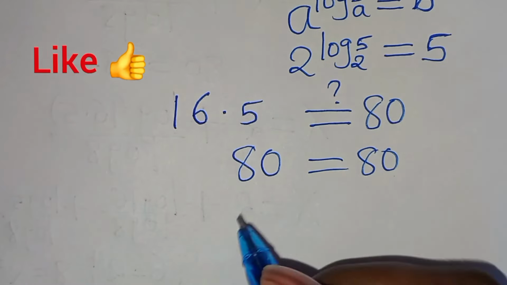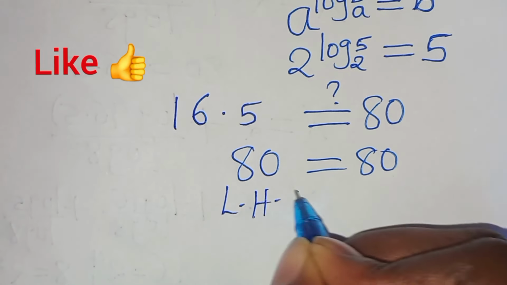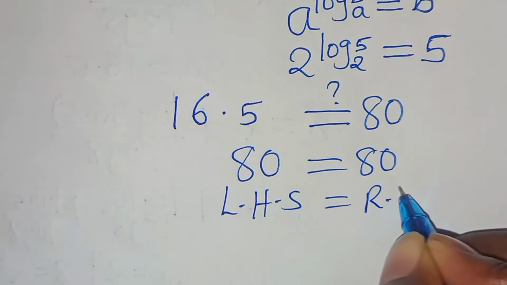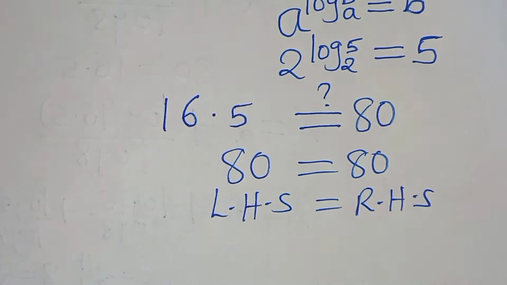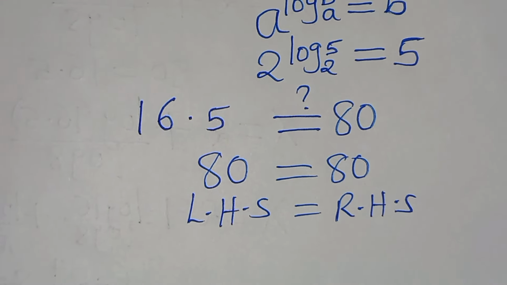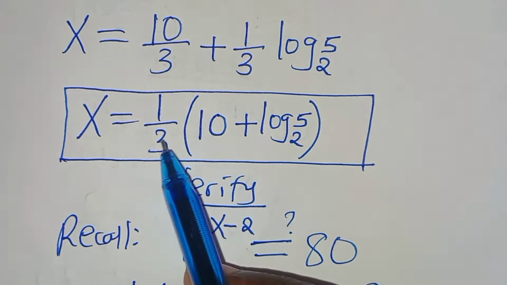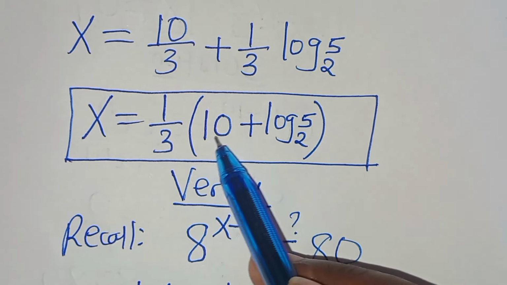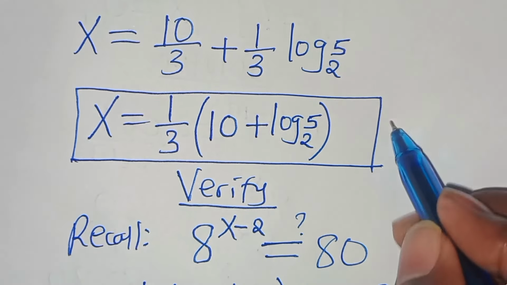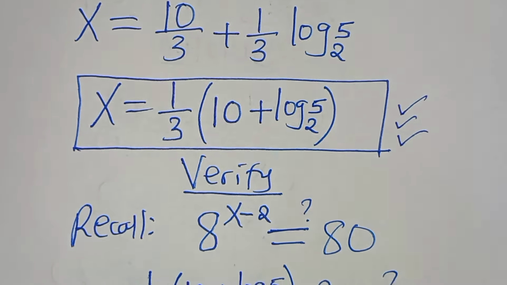And this implies that the left hand side is equal to the right hand side. And this implies that the value of x here, which is equal to 1 over 3 into the parentheses 10 plus log 5 to base 2, actually satisfies the equation.